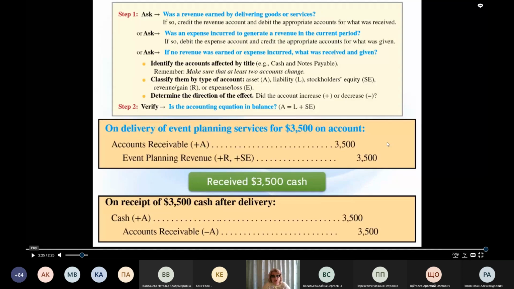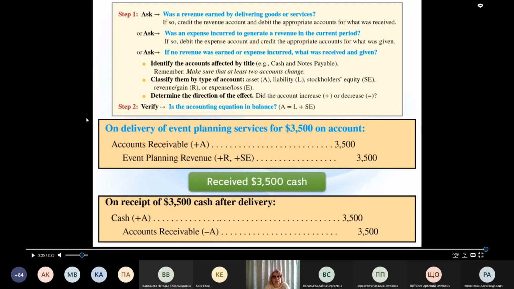So let's repeat once again the process of transaction analysis for revenue and expense recognition. Also, we have two steps as in traditional transaction analysis, but there is a small specification for step number one. First of all, we should answer the questions concerning revenue or expense. Was a revenue earned by delivering goods or services? And was an expense incurred to generate a revenue in the current period? There are two main questions concerning revenue or expense recognition.